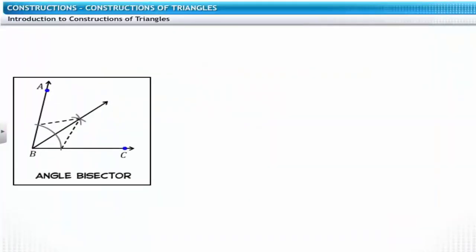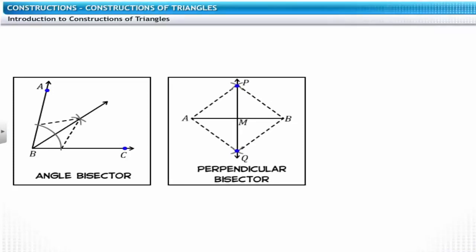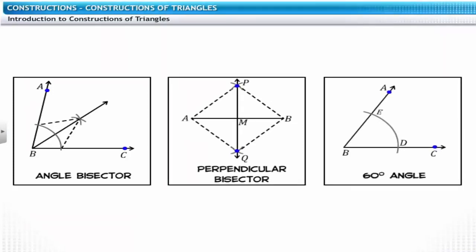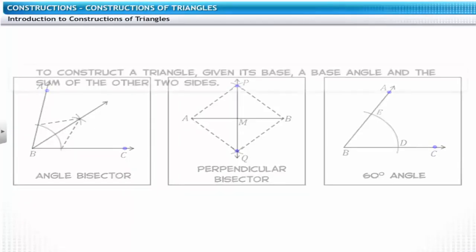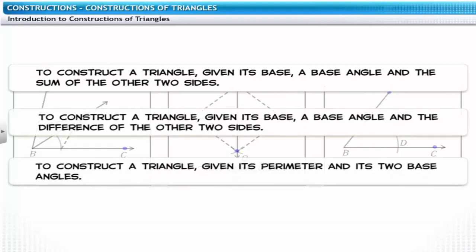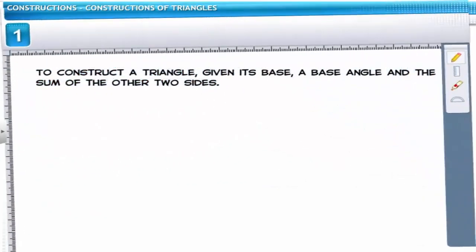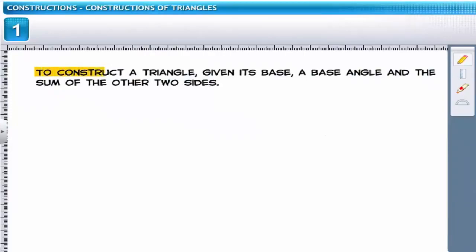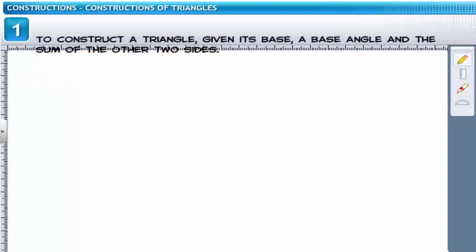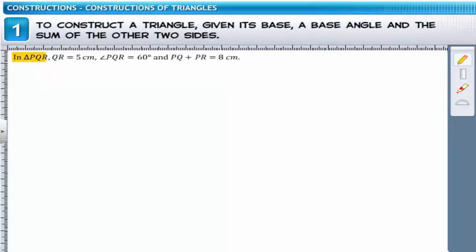The construction of an angle bisector, a perpendicular bisector, and angles are some of the basic constructions used for constructing geometrical figures. With the help of these, we'll learn to construct some triangles. Let's start with the first construction. Here, we'll construct a triangle where the base, one base angle, and the sum of the other two sides are given. Let's construct triangle PQR, where the base QR is equal to 5 centimeters. Angle PQR is equal to 60 degrees, and the sum of its sides, PQ and PR, is equal to 8 centimeters. Here's how it's done.